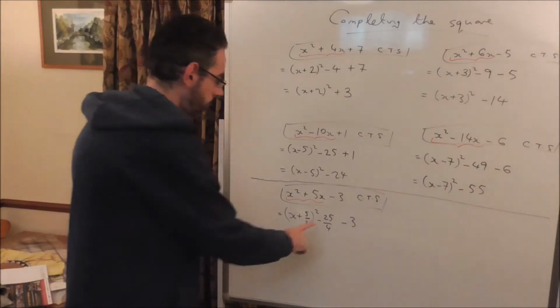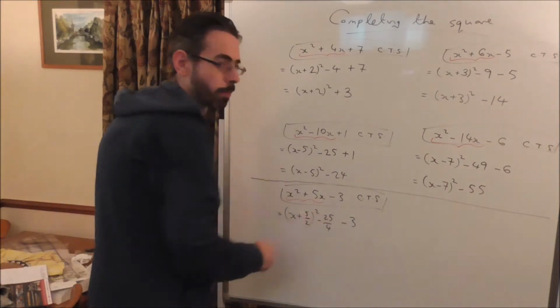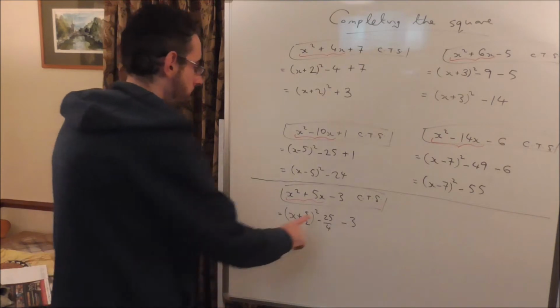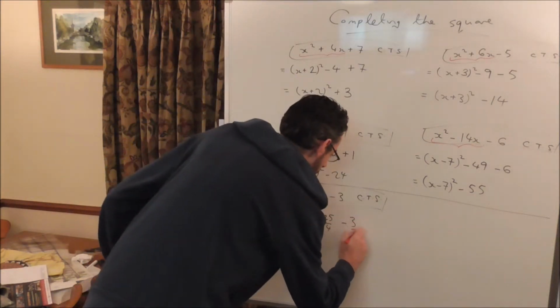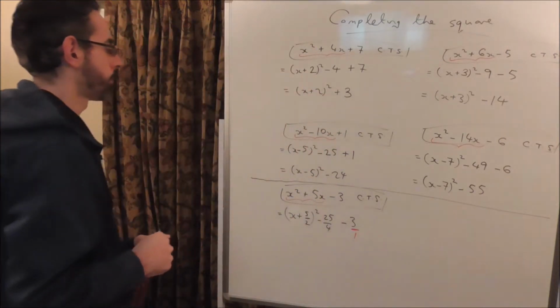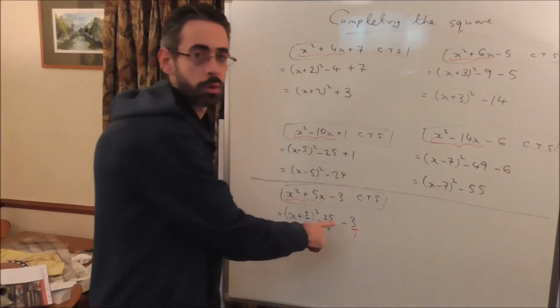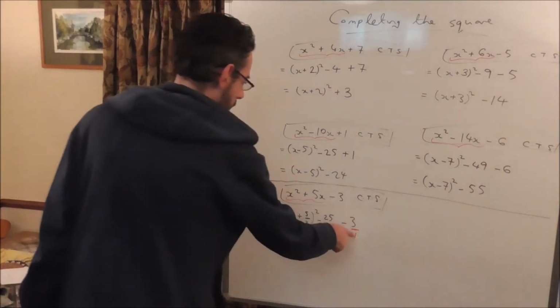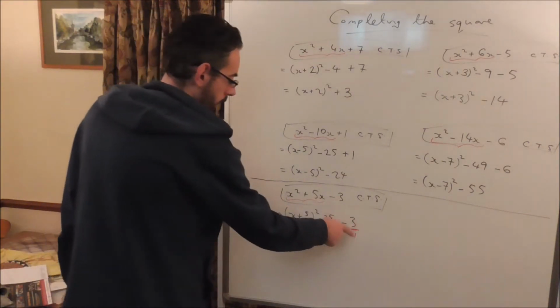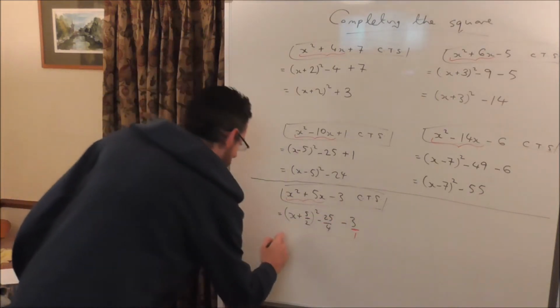Now to simplify this, I have to bring these two numbers together. If I write them both as fractions, so if I write 3 as 3 over 1, and try to get the denominators the same, then I can combine them. So I can get this to a fraction out of 4 by multiplying top and bottom by 4. So I'll just do that on this line.